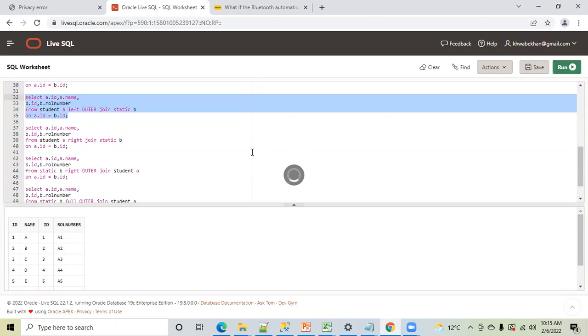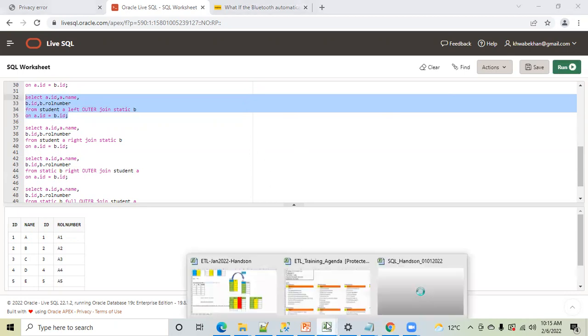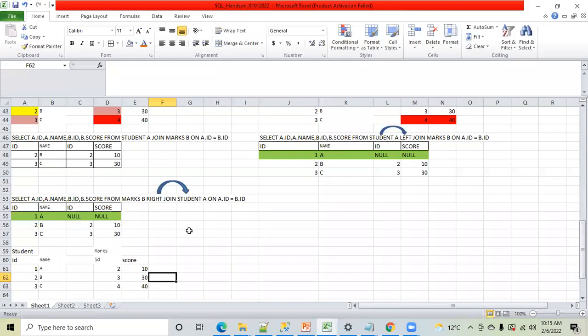That's not a big deal, but you should be clear about the logic, how the logic is working. Is that clear? Inner join, left outer join, right outer join, full outer join. Hope this is clear. Any question, guys? I'm repeating, any question? Please tell me. Clear. Perfect.